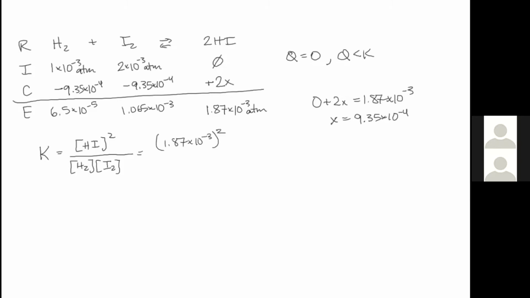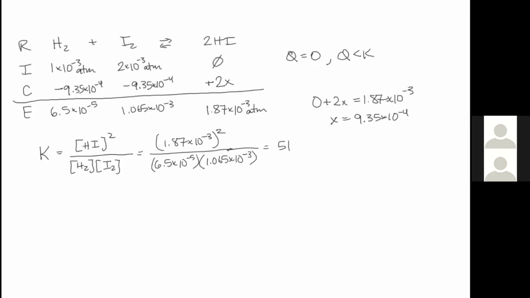When I substitute these guys in, I'm going to end up getting 51 as my value of K. So I was able to find, in this case, because I had information about the equilibrium concentrations, information about the equilibrium constant.